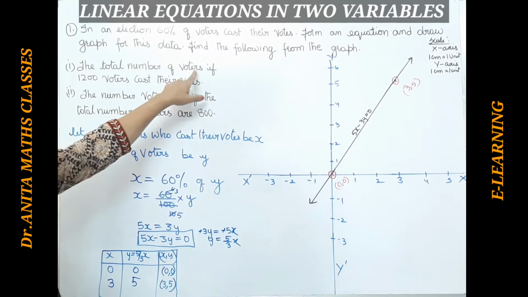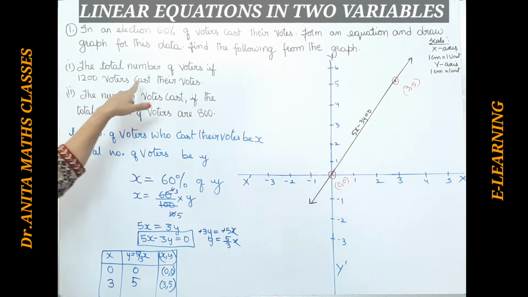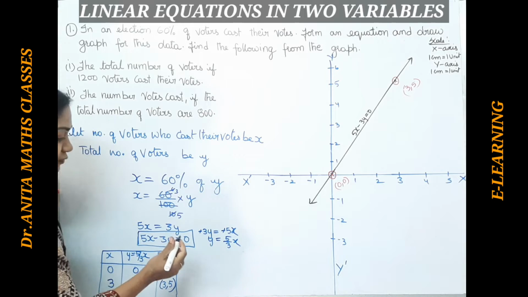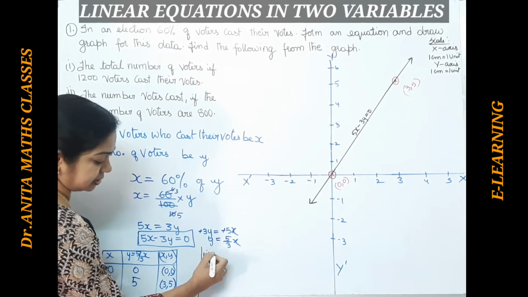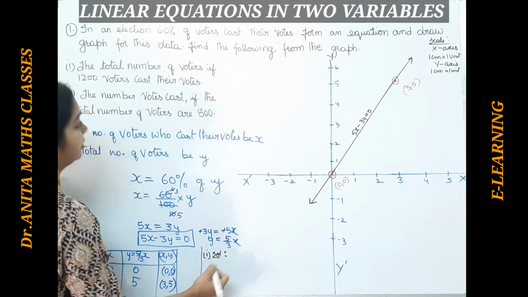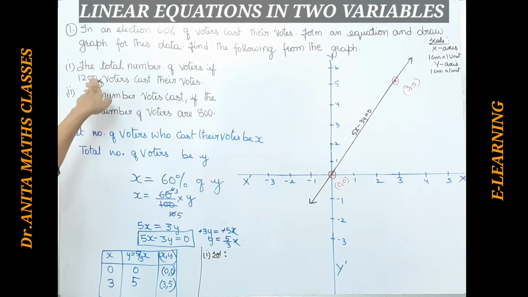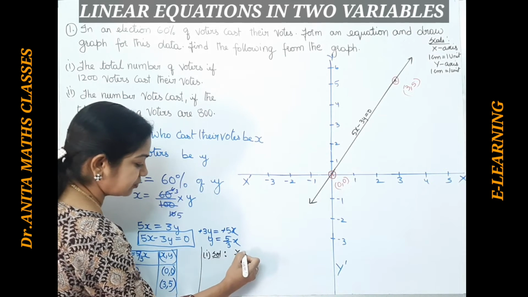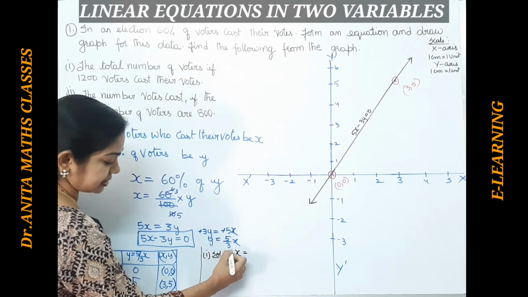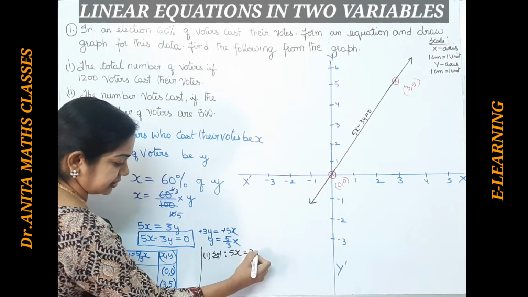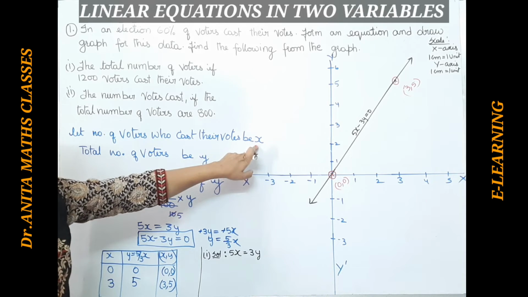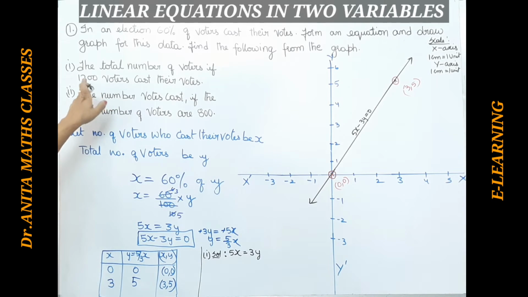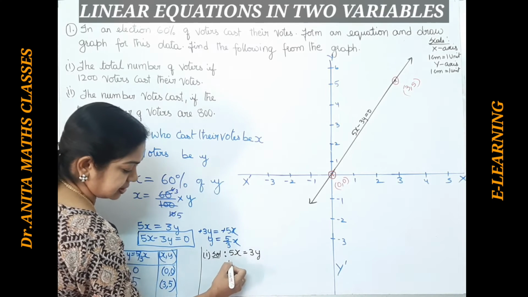The total number of voters if 1200 voters cast their votes. Here 60% have cast their votes. We have to find the total number of voters. Now see the first solution right here. Total number of voters if 1200 cast their vote. What is the equation? 5x is equal to 3y, isn't it? So this is the equation. Here what is x? We supposed x as the number of voters who cast their votes. Here given 1200 voters. Okay, x is 1200.